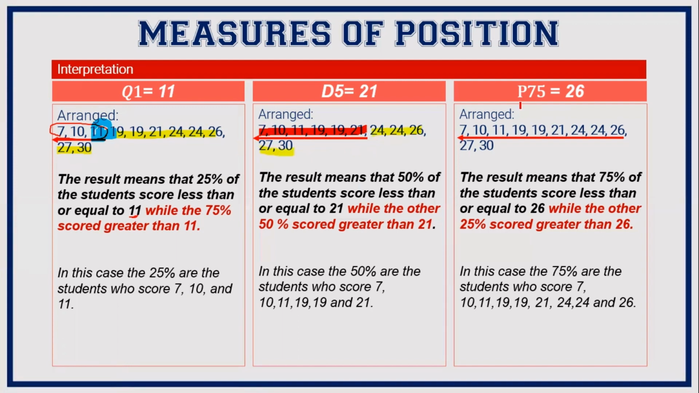For the percentile 75, we have the value of 26. So that means that 75% of the students score less than or equal to 26. So less than. So from 26 down. Those are students that belong to the 75% or the P75, while the other remaining scores or students belong to the 25% of the data.